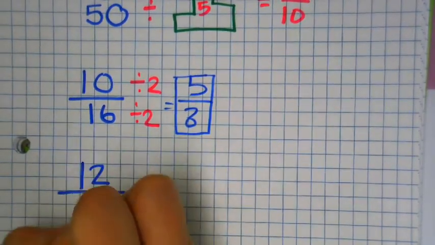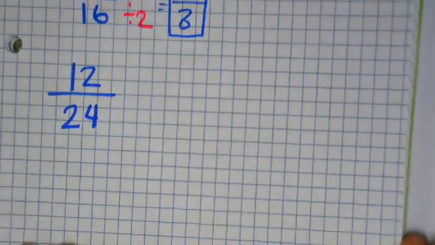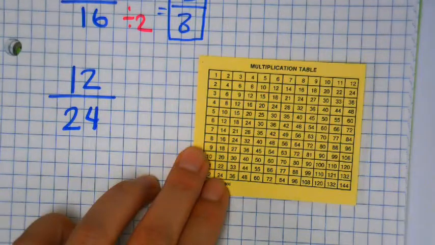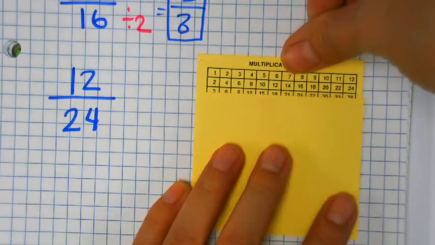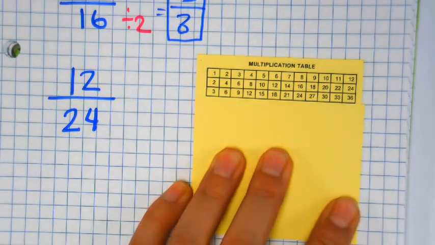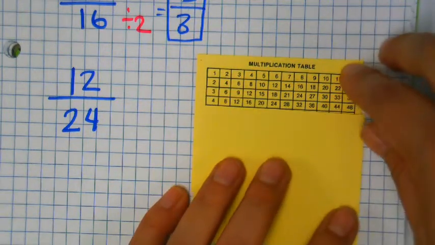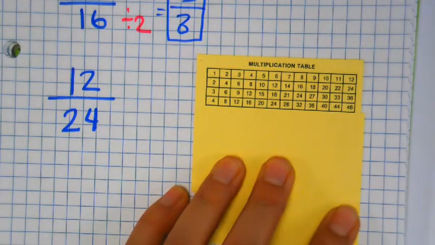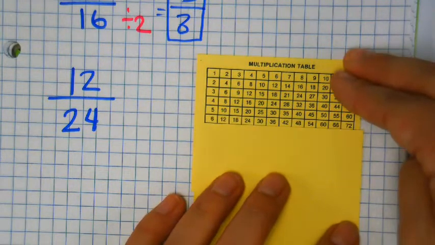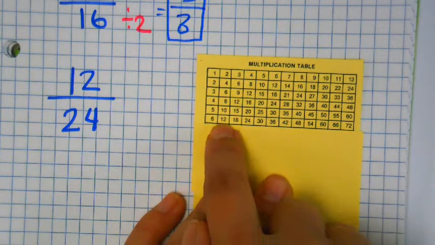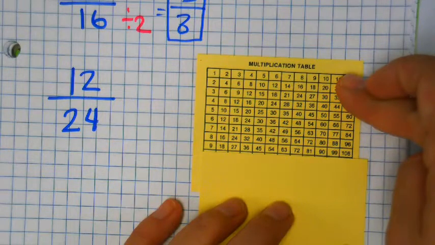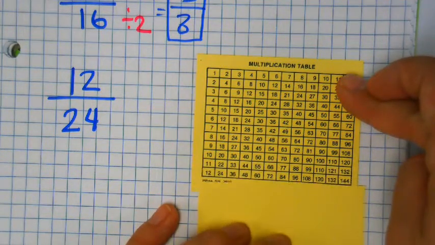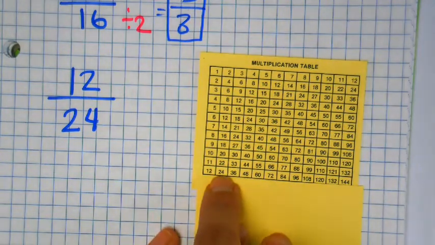12 over 24. All right. So I'm going to use my multiplication table. On the 2, do I see 12 and 24? Yep. On the 3, do I see 12 and 24? Yeah. On the 4? Yes. On the 5? No. On the 6? Yes. 7? Doubt it. 8? Nope. 9? No. 10? No. 11? No. 12? Yeah. 12 and 24.